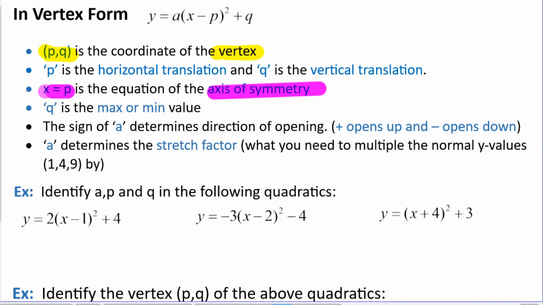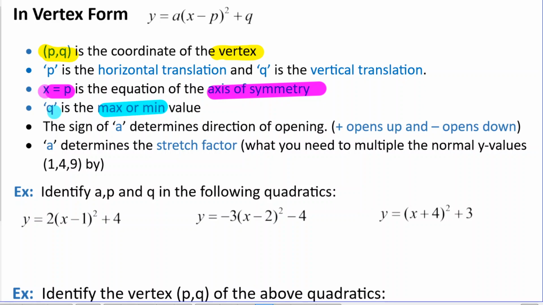q is also going to do two jobs because it's going to tell us the y coordinate of the vertex. But remember that vertex is either our maximum or our minimum point, and that's dependent on the y value. It's asking us what's the highest y value our graph reaches or the lowest y value. So q does double duty as well. q is also the max or the min value.